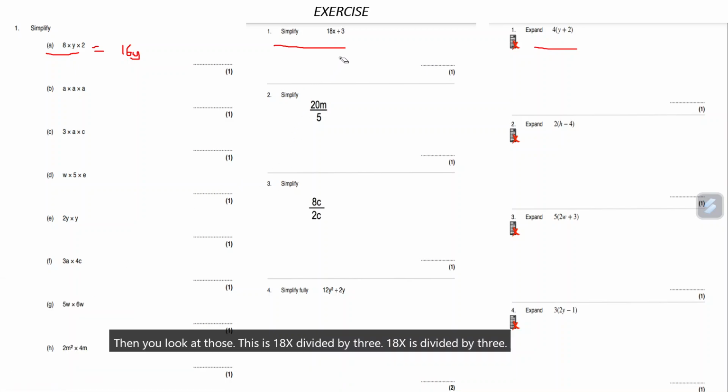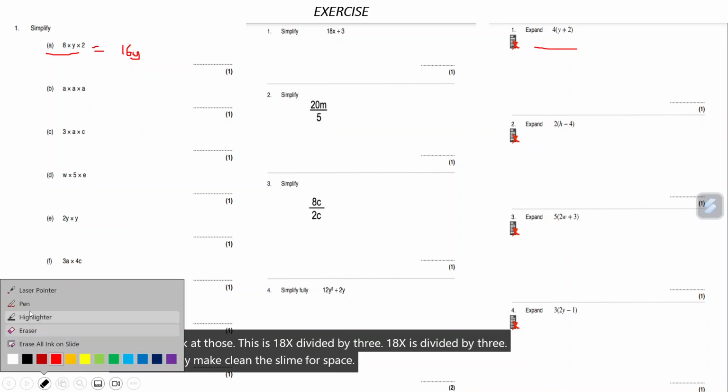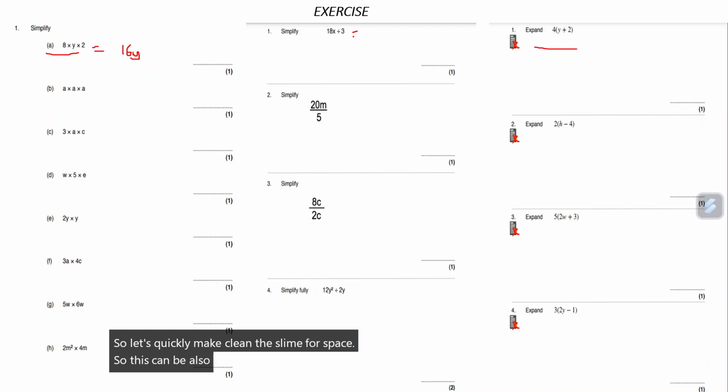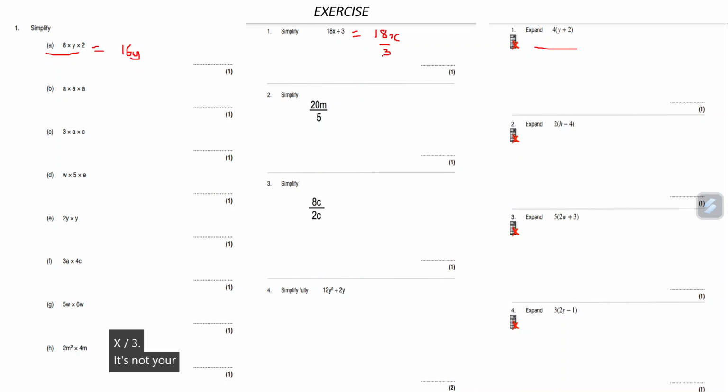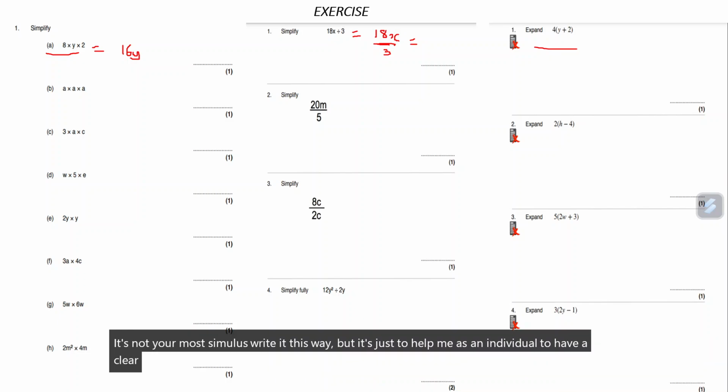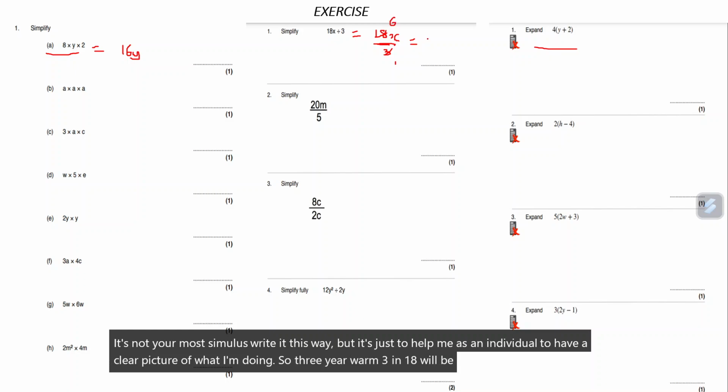So let's quickly clean this line of space. This can also be likened as this: 18x divided by 3. It's not a must that you write it this way, but it helps me as an individual to have a clear picture of what I'm doing. So 3 here is 1, 3 in 18 will be 6. So your answer becomes 6x.